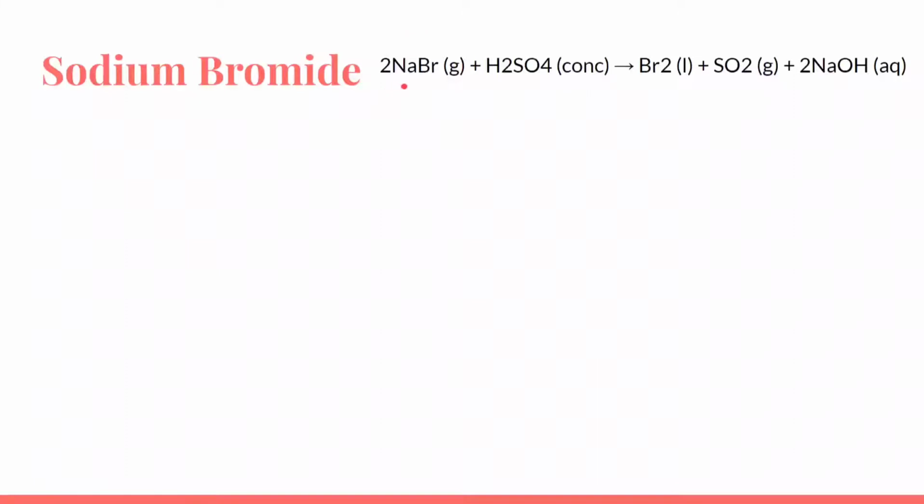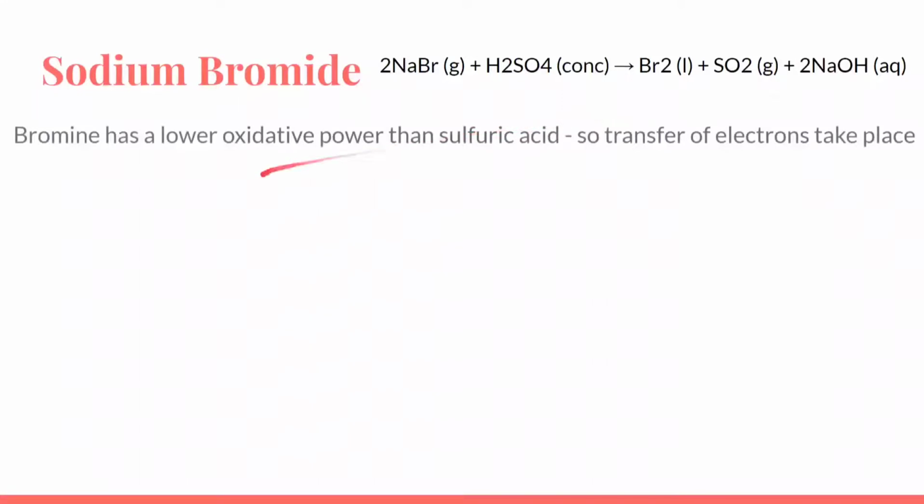So now we move on to sodium bromide. And this is the equation for sodium bromide's reaction with concentrated sulfuric acid. And you can see that we get bromine as the product, as well as sulfur dioxide and sodium hydroxide. And bromine has a lower oxidative power than sulfuric acid, like we saw in the other slide again. So the transfer of electrons does in fact take place because this sulfuric acid has a higher oxidative power, so can take electrons from the bromine.